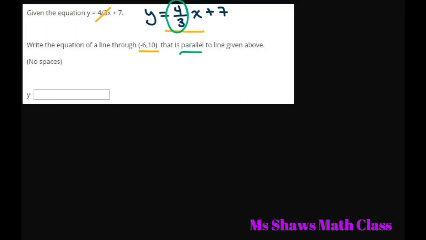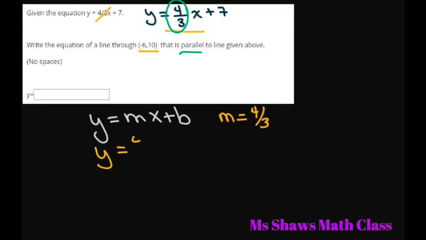So the first step you're going to do is write the equation y equals mx plus b. Now our slope is going to be 4/3 because it's parallel. So our slope equals 4/3. Parallel lines have the same slope. So we're going to write that y equals 4/3 x plus b.